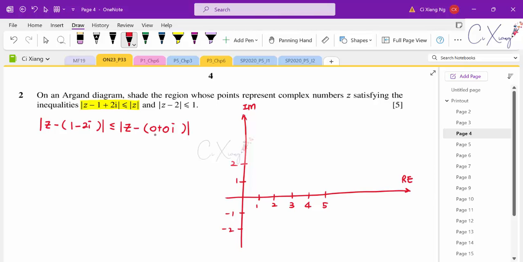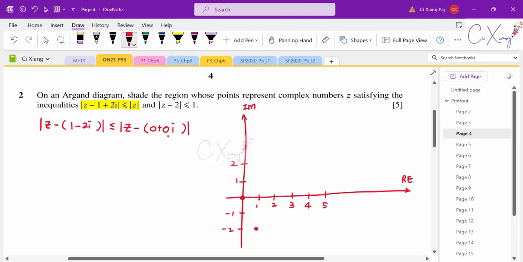So I have to plot 1 and -2 first. Where's the point 1 and -2? By right, it should be somewhere here. This is 1 and also -2. I hope that you can see this. This is 1 and -2. And after that, I have to plot the point 0, 0. So this is the point 0, 0.